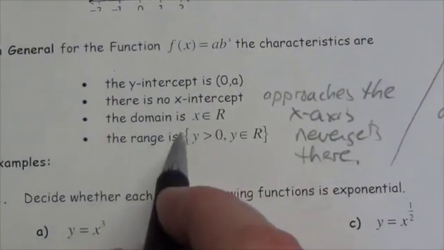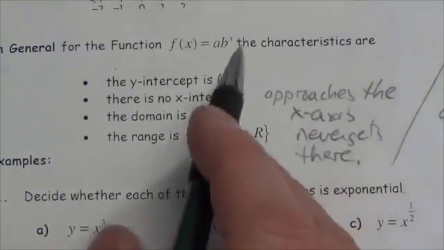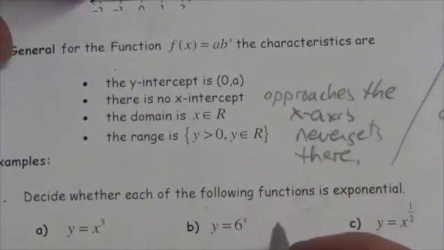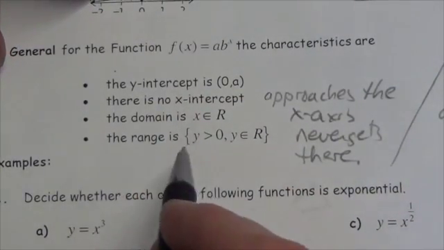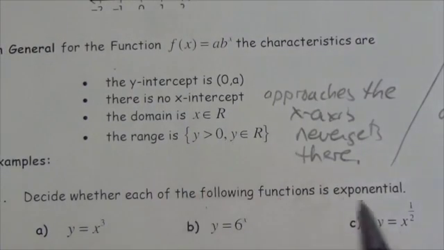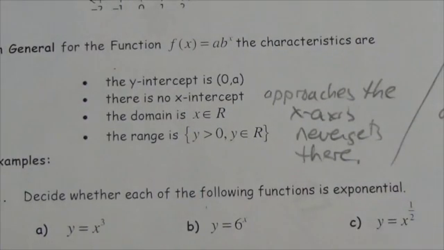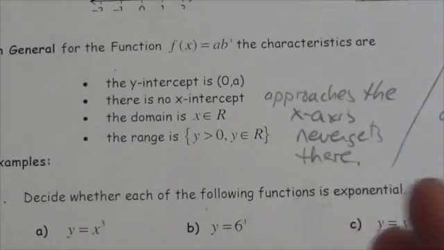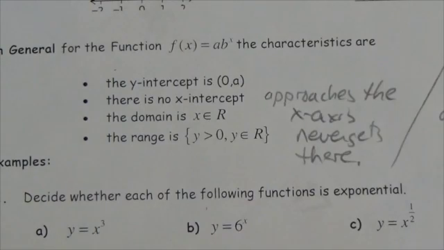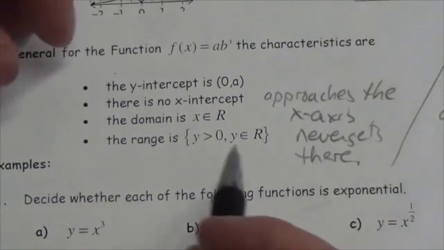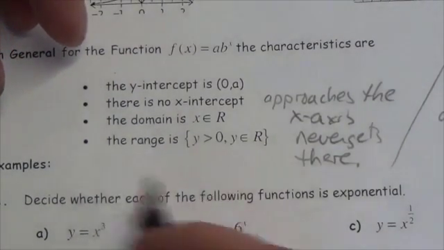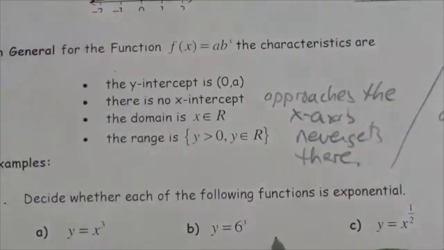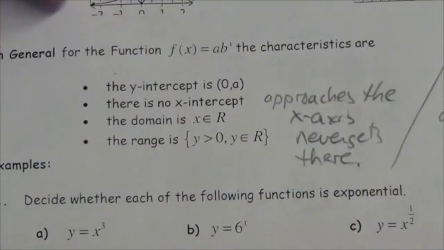The domain is all reals. You can plug in any number you want in for x, it's going to work. And the range is going to be y is greater than 0. Just like we said up here, it never hits the x-axis. It never actually gets to the spot where y is equal to 0. You can get as close as you can imagine to the x-axis, but you never actually get there. So these are the other characteristics of that graph that you should probably memorize.